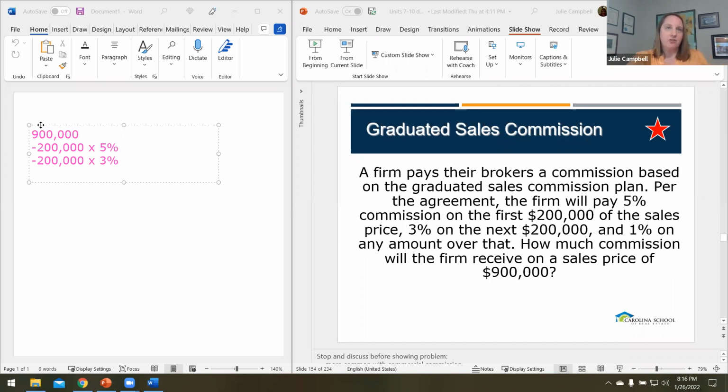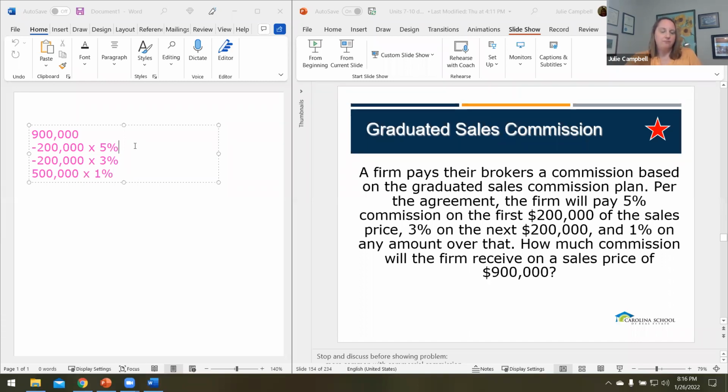So I've accounted for the first 200. I've accounted for the second 200. What's left after I deduct that from $900,000? If you take your 900 minus the first 200 minus the second 200, it's 500,000. Anything over that is $500,000, and they're paid 1% of that. Everybody see what we did? I started with the sales price. I accounted for the first 200. I accounted for the second 200, and then whatever's left, we take 1% commission.